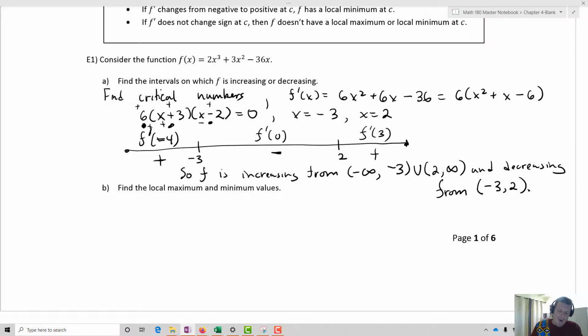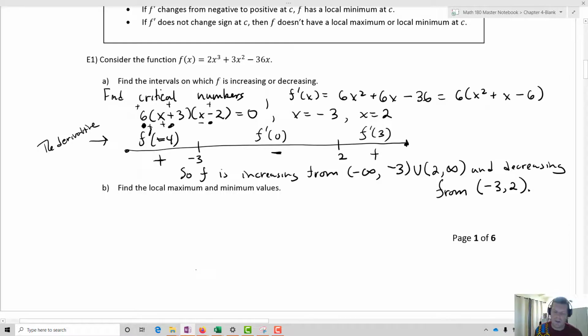Then, once I found those critical numbers, I created a graphical representation to understand where it's going to be negative and positive. I tested on either side of the critical numbers to determine if the derivative is positive or negative at those values. So just be very careful. For increasing and decreasing, we're going to check the derivative. Once I did that, it told me where it was increasing and where it was decreasing.